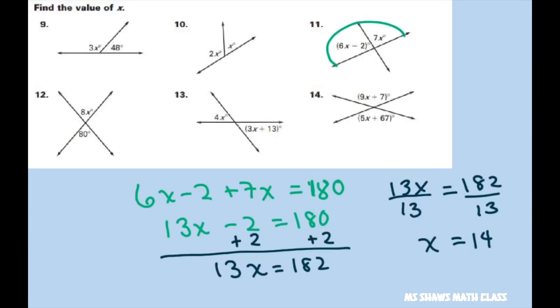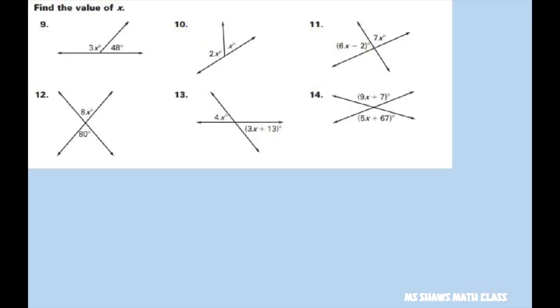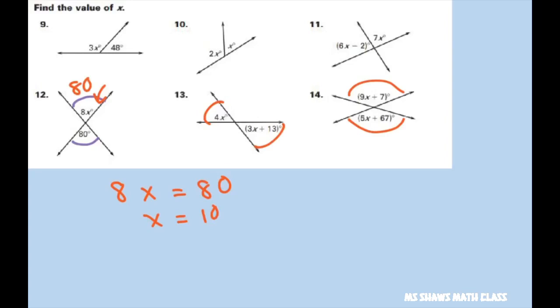All right, the last three are vertical angle theorems. And what that states is these two angles are congruent. So these all would be congruent. That means they're the same angle. So we just set them equal to each other. So x is 10. If you plug 10 back into this x, you'll get 80 degrees.